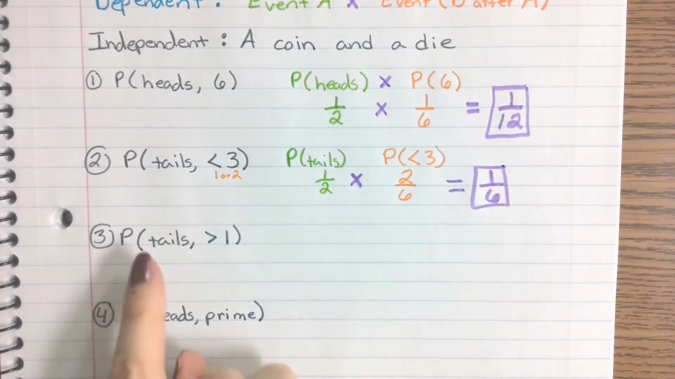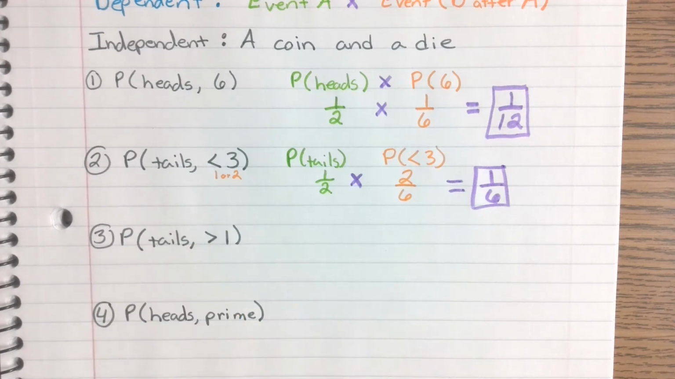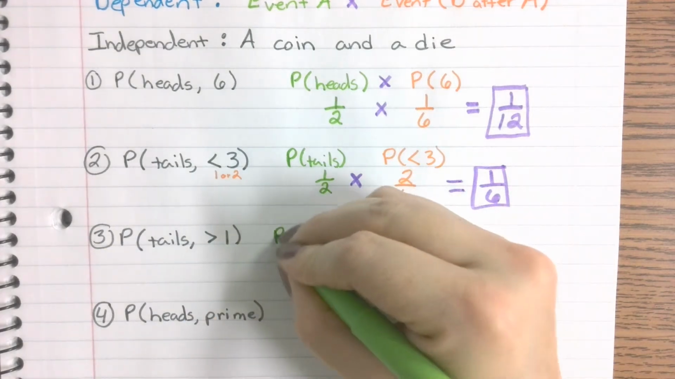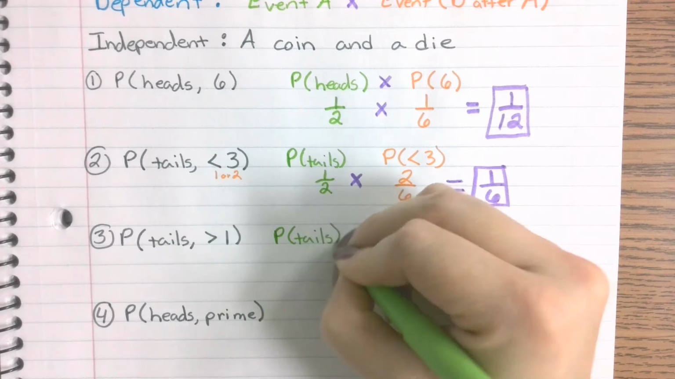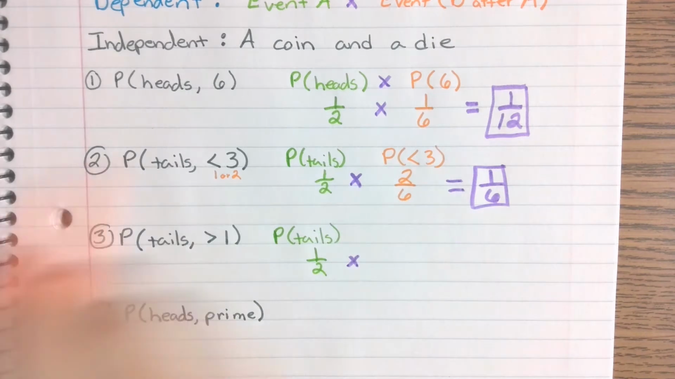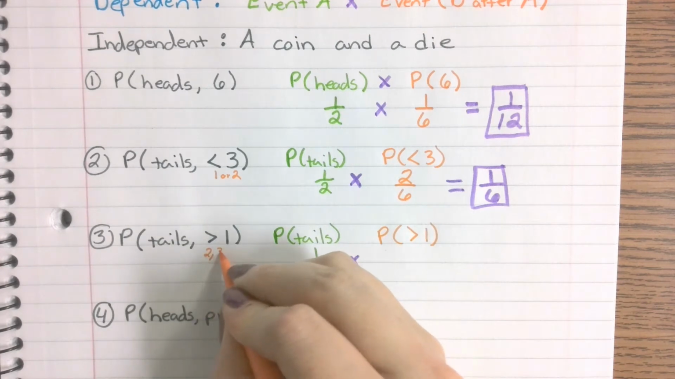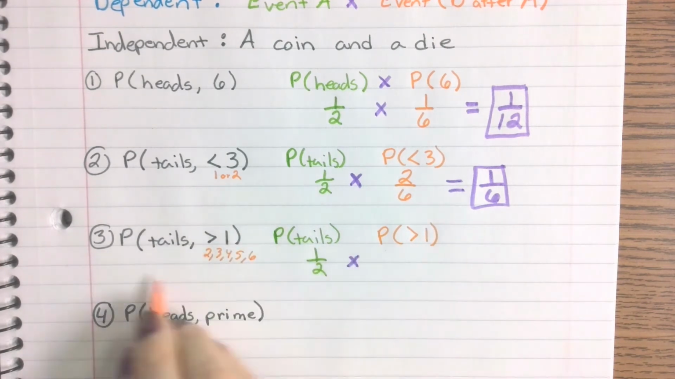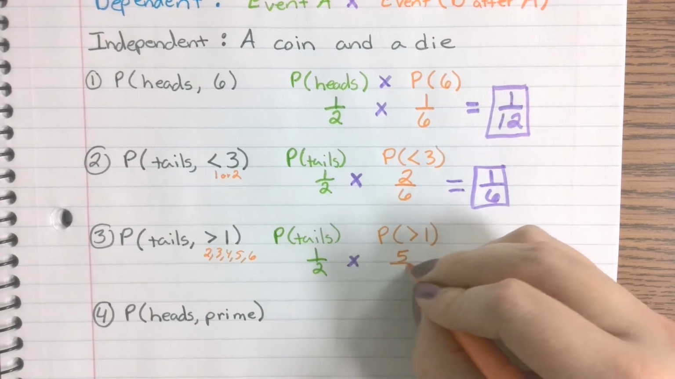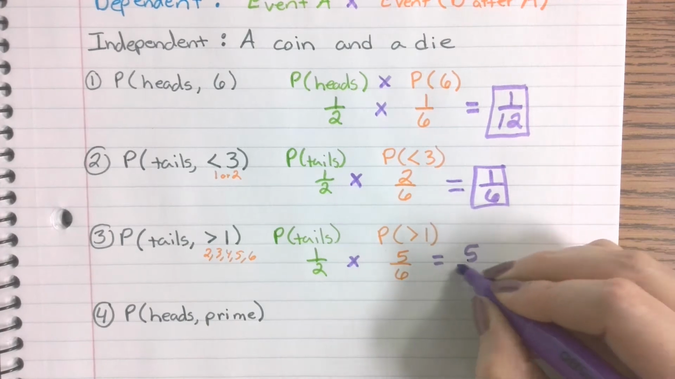Okay, what about for number 3? Probability of tails and then greater than 1. Tails and greater than 1. Go ahead. 5/12. Okay, so the probability of tails is 1/2 times the probability of a number greater than 1. Greater than 1 means the numbers 2, 3, 4, 5, or 6. That's 5 numbers out of 6. 1/2 times 5/6 is going to be equal to 5/12.